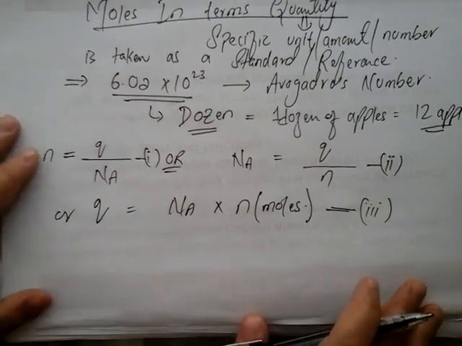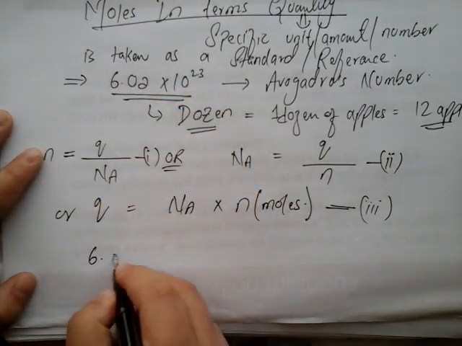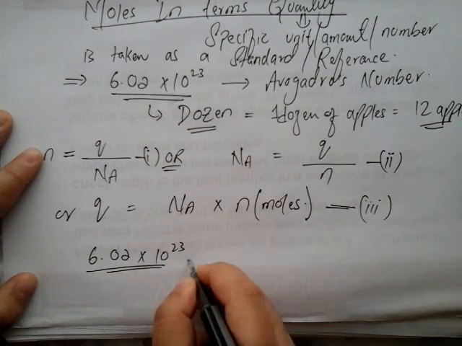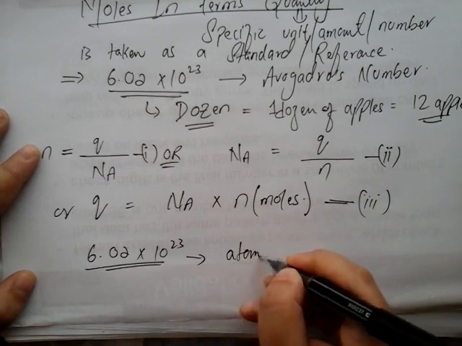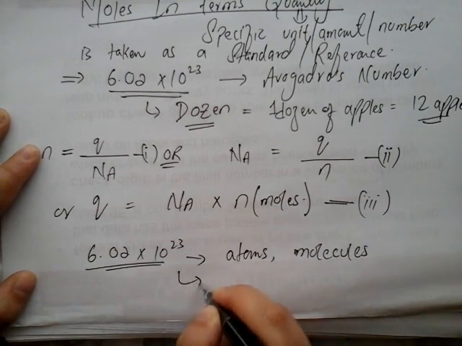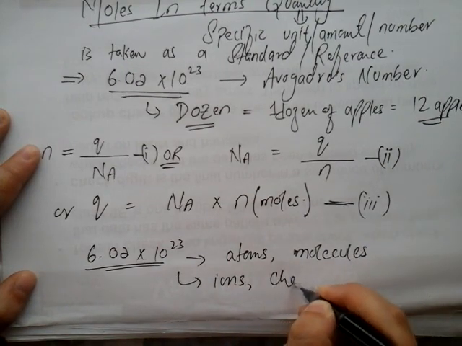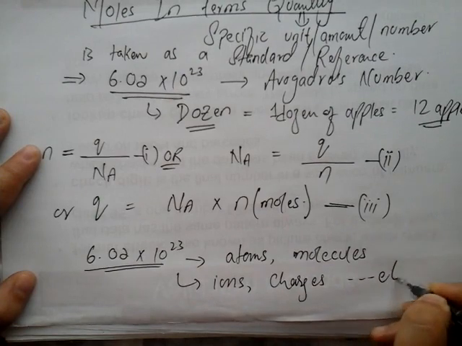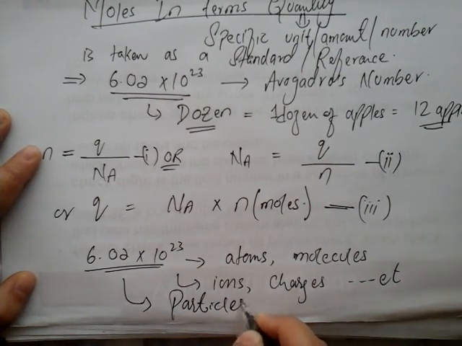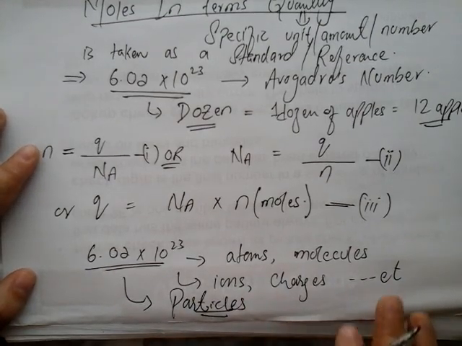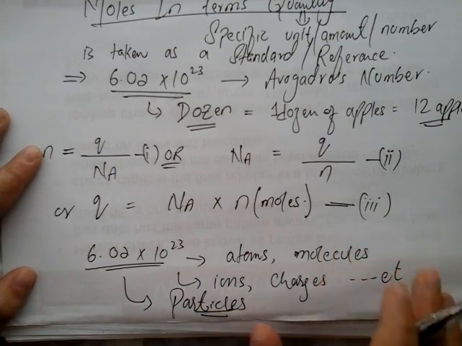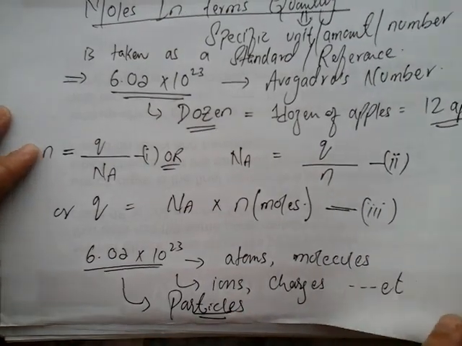Now I will solve problems on how you can calculate the number of atoms. This 6.02 into 10 raised to power 23 not only represents atoms and molecules, it also represents ions and charges. So it basically refers to the particle. That particle may be in the form of atoms, molecules, compounds, ions, charges, whatever the case may be.